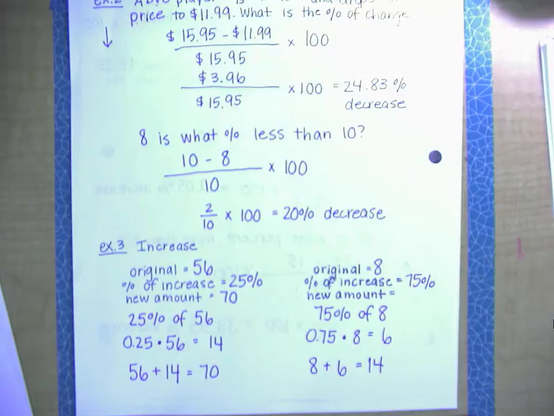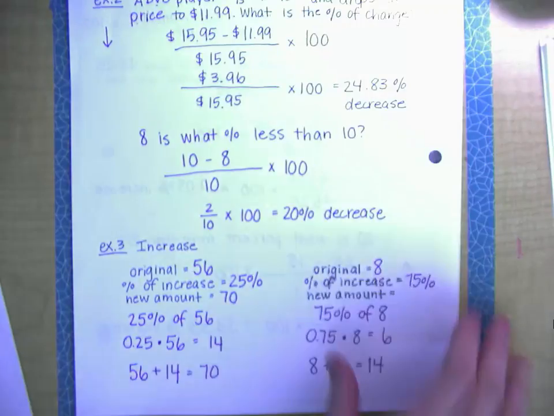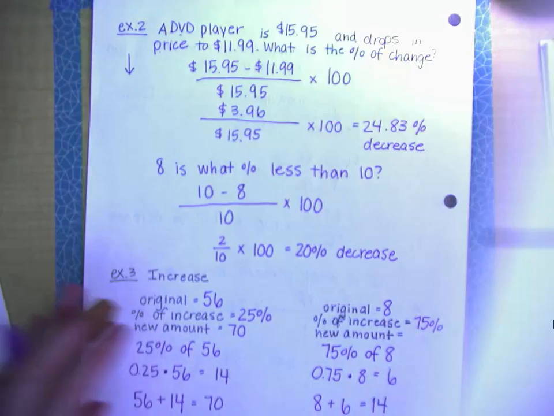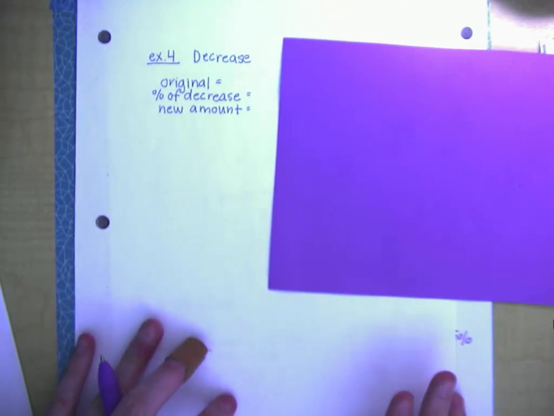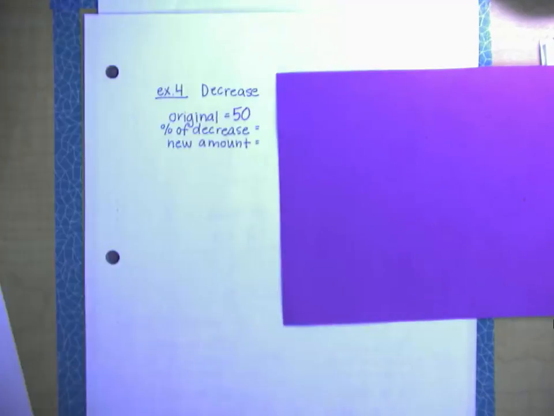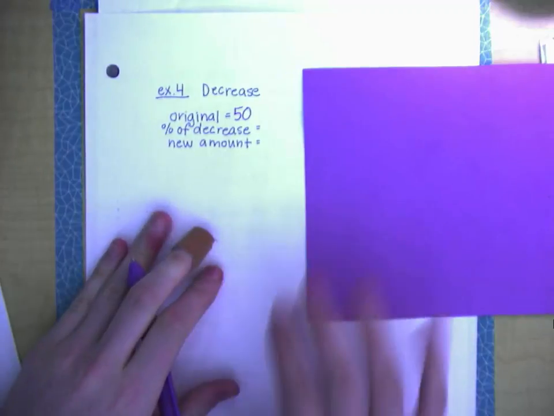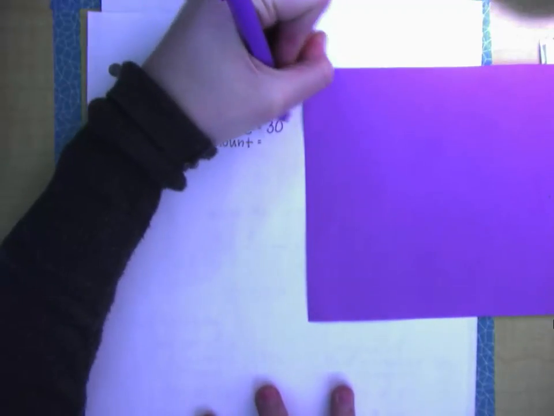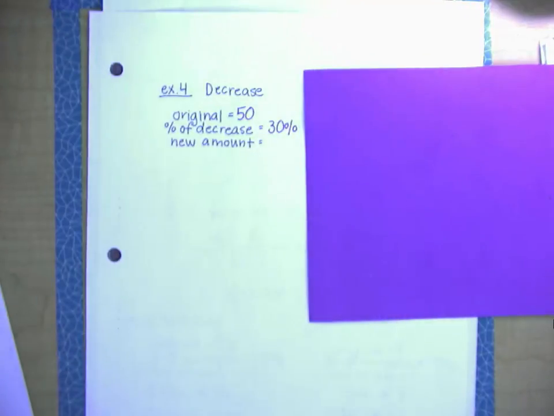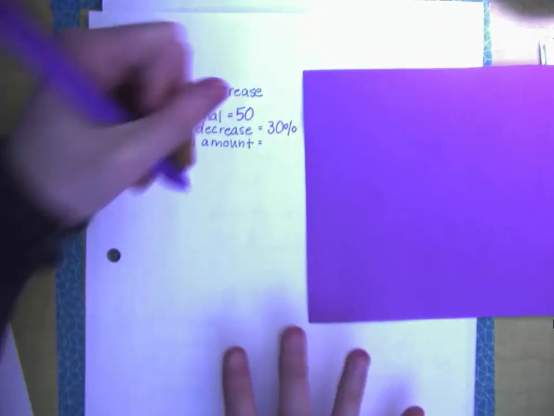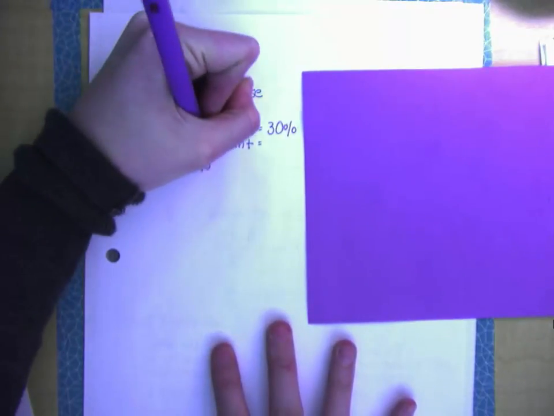Okay, good. All right, now let's do a couple more examples. So instead of increasing, we're going to decrease. Okay? So for this one, why don't we start with 50? And let's decrease it by 30%. Okay, so we're going to start this the same way. We need to find 30% of 50.